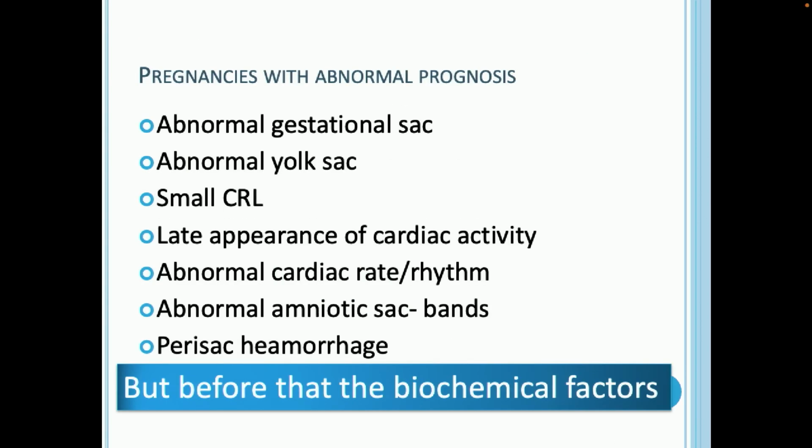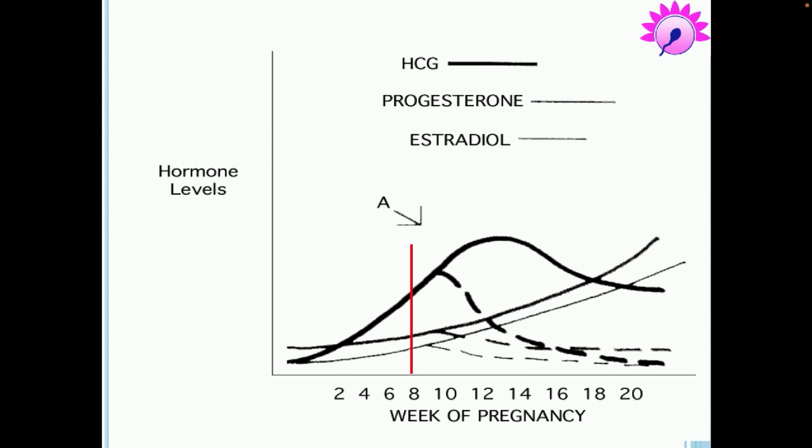Coming to pregnancies with abnormal prognosis, it can be abnormal gestational sac, abnormal yolk sac, small CRL, so the short CRL, late appearance of the cardiac activity, abnormal cardiac rate or rhythm, amniotic sac bands, or it may be perisac hemorrhage. But before you diagnose abnormal prognosis, or whenever you doubt an abnormal prognosis, looking at the biochemical profile is very important.